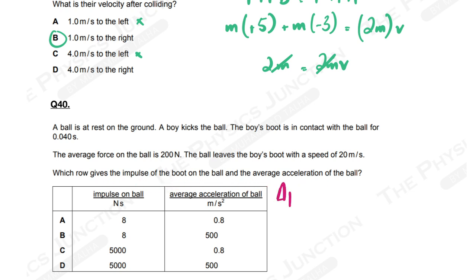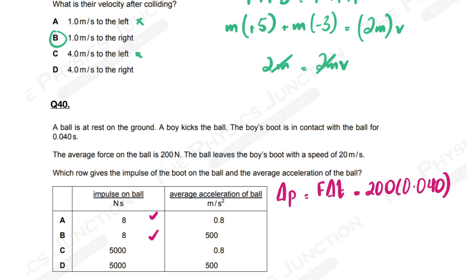So impulse is change in momentum, right? So F delta T for that, because we don't have the mass of the ball, so we can't use mv minus mu. Force is 200, acts for a time of 0.04 seconds. So without calculation, it seems like it's definitely not going to be 5,000. It's definitely a small value.